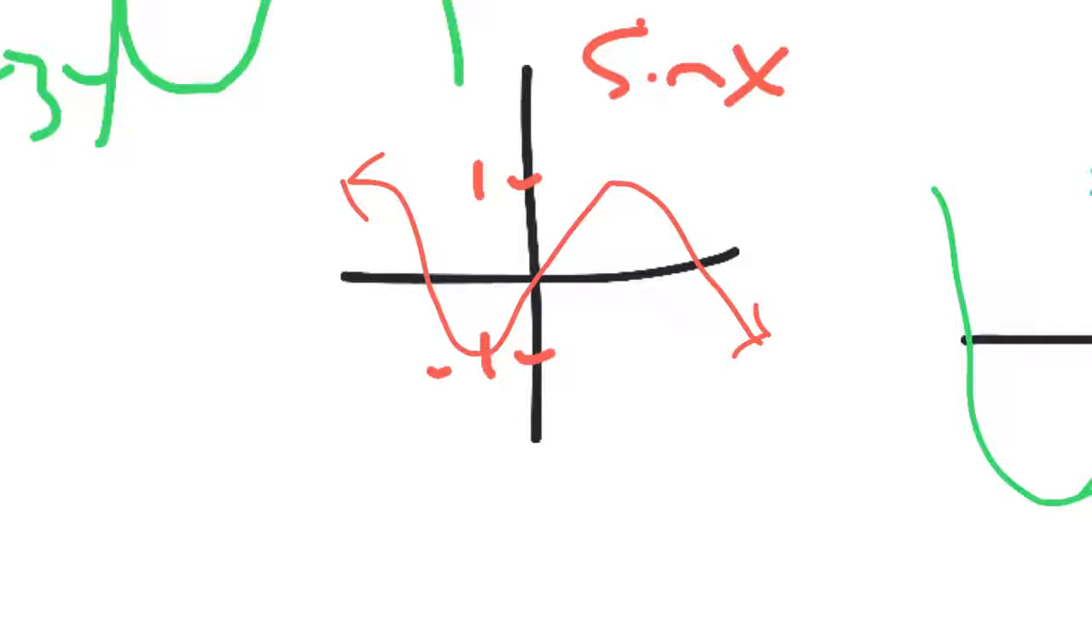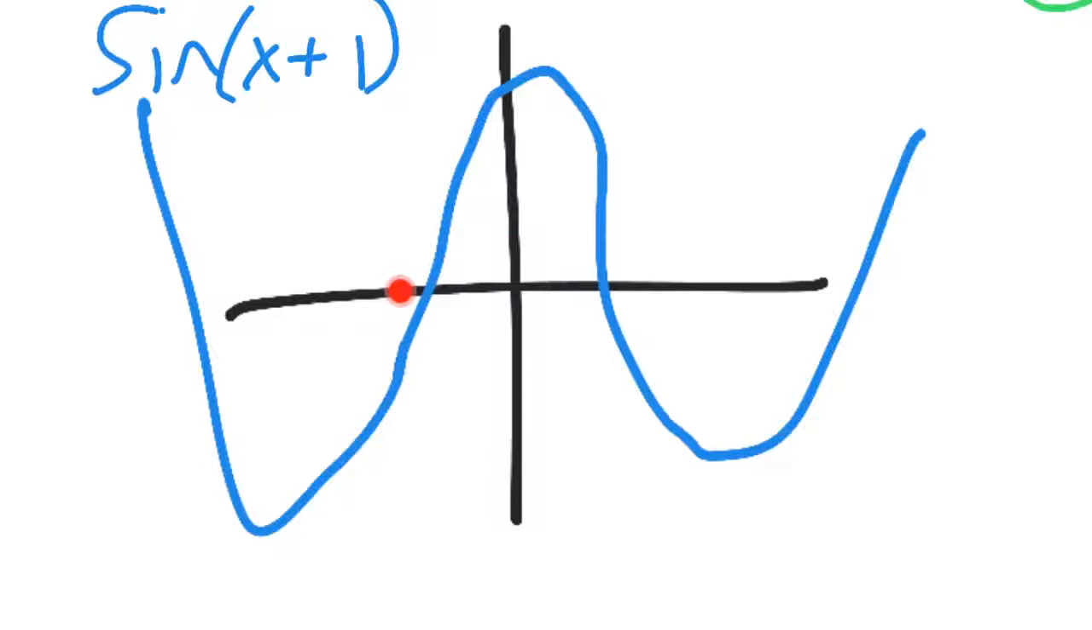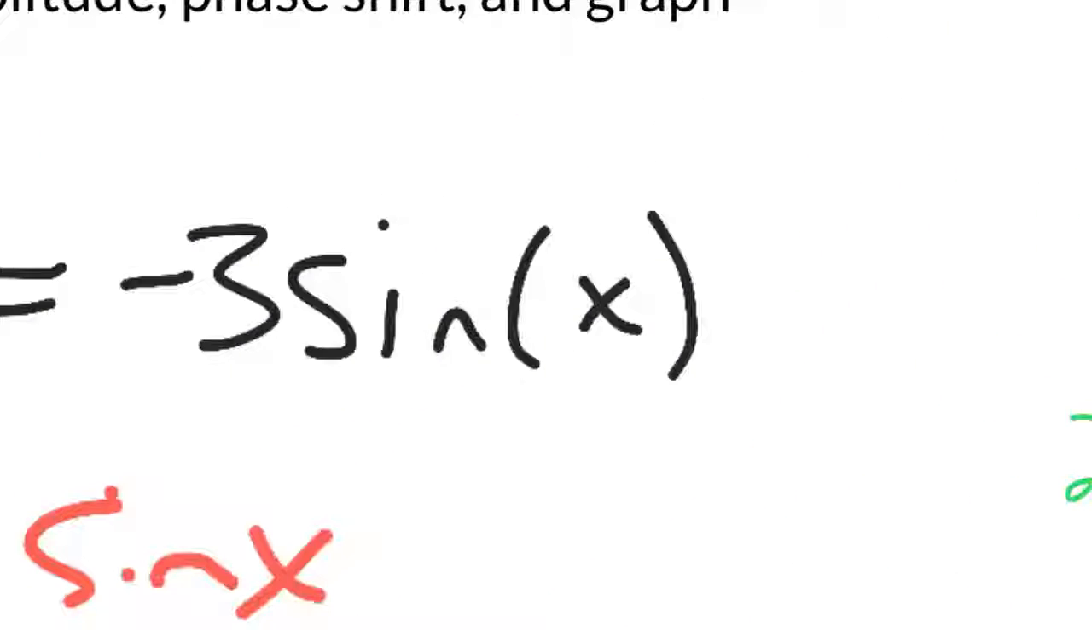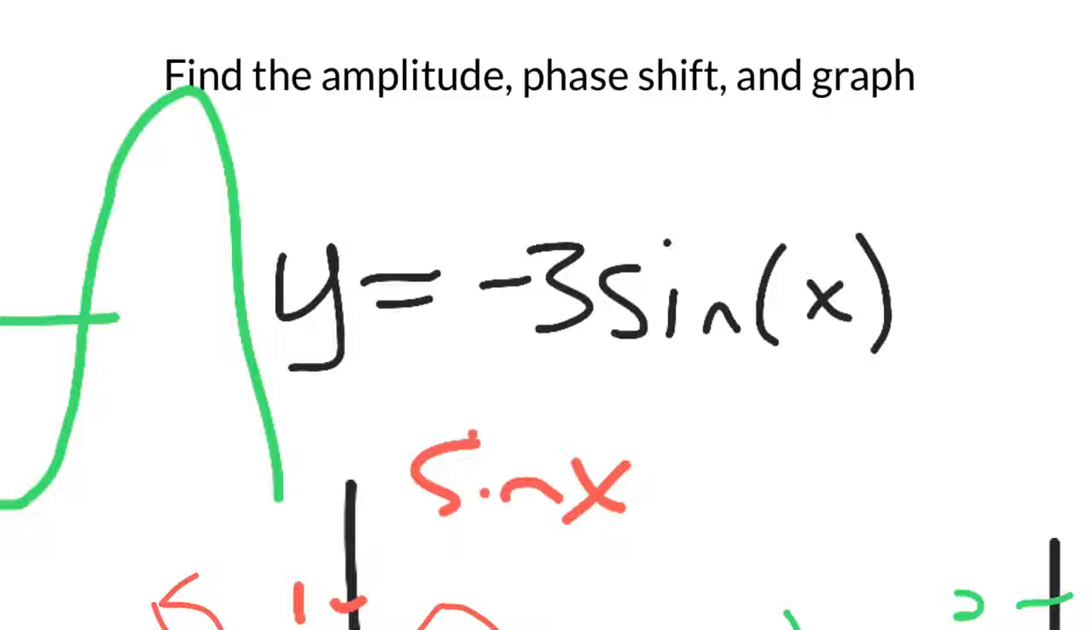The phase shift of a graph represents how much the original sine of x has been shifted to the right or to the left. When does the phase start? This phase starts right at 0, 0. The graph of sine of x plus 1, that's been shifted 1 space to the left here. Okay, so that would be a phase shift of -1. So up here, there's nothing happening to the x on the inside of the parentheses, like our +1 was down there. So this has a phase shift of 0.